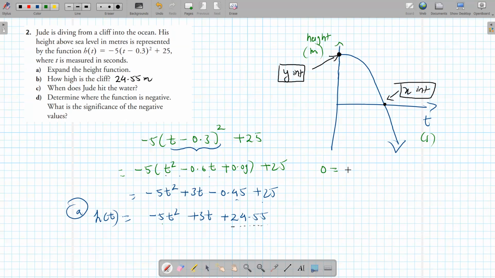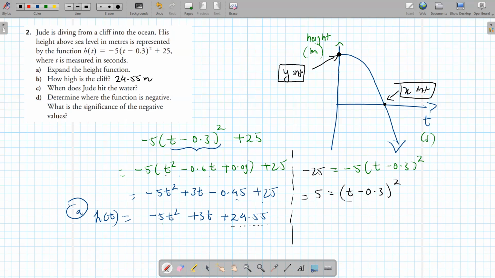So y value 0, y is just h of t, so 0 equals negative 5 times (t minus 0.3) squared plus 25. This is what we need to solve. What do we think we do first? We're trying to solve for t. You could subtract 25. Yeah, that's perfect. That's exactly what I would do. What about after that? Do you divide by negative 5? Yes. So you get 5 equals (t minus 0.3) squared.